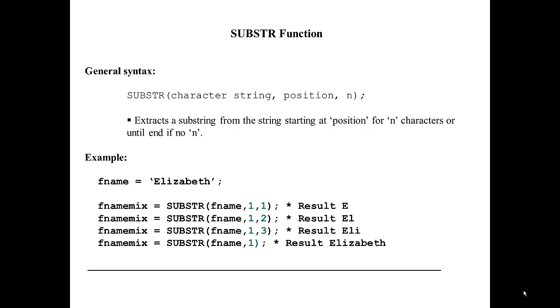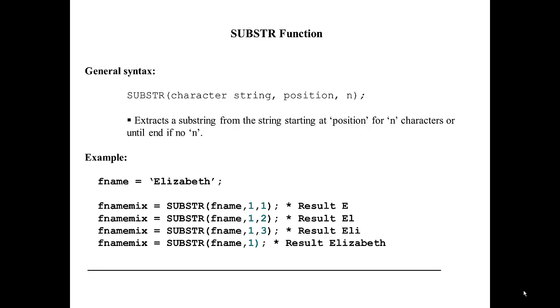So again, let me go through this a little more slowly. fname, comma 1, that first one starts in the first position. So you're starting in the first position, which is E, and you're only taking one character. And so in this first example, fname_mix, the result is just E. In the second example, we have SUBSTR(fname, 1, 2). So we're going to start in the first position, which is E, and we're just going to take 2 letters. And so that result is EL.